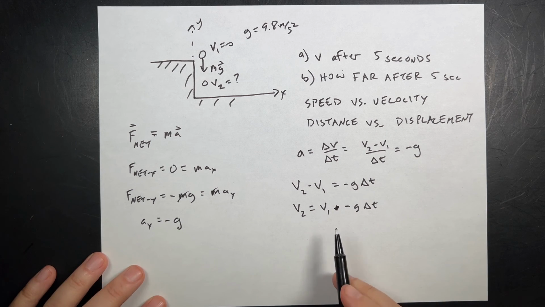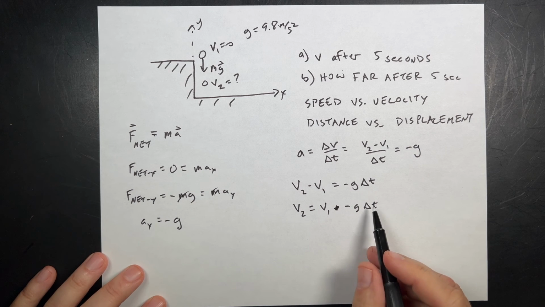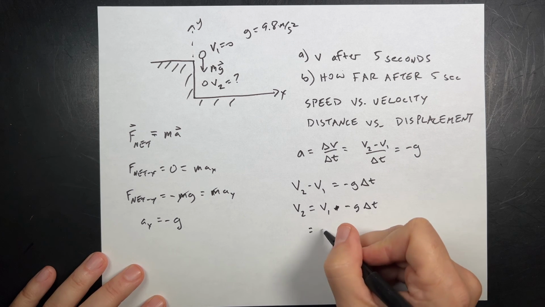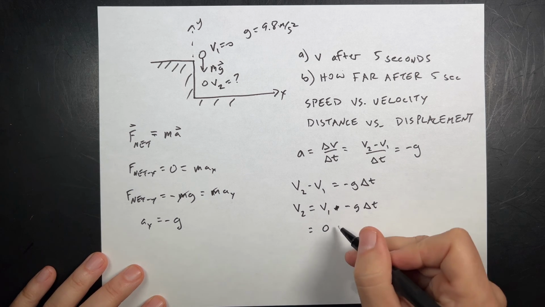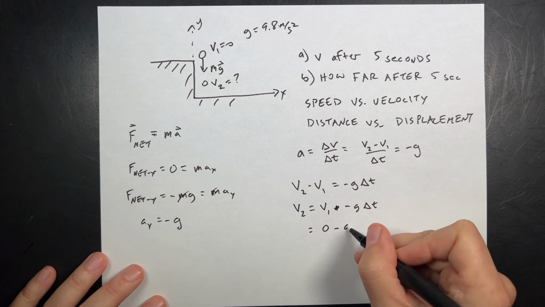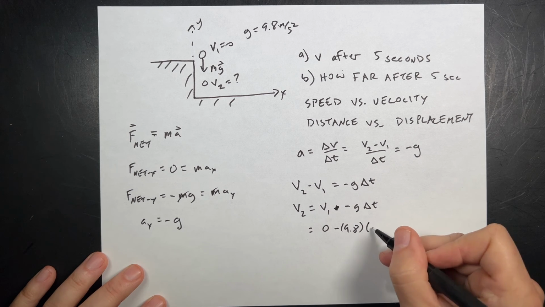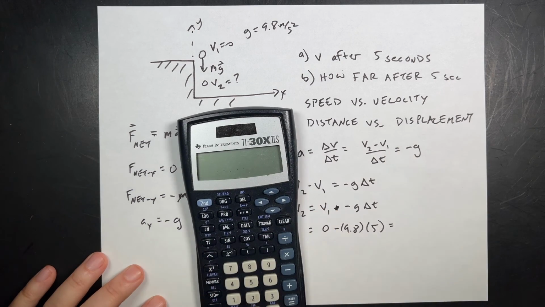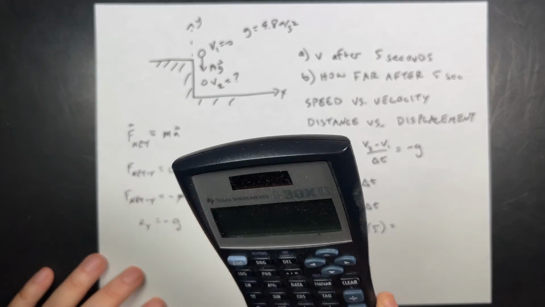Now I can plug in my stuff. I know the time interval is 5 seconds, I know g is 9.8, and I know v1 is 0. So I get 0 minus 9.8 times 5. I'm going to leave off the units for now, just to make it clear. Notice this is 9.8 meters per second squared times 5 seconds, which does give me meters per second. Let's take out our calculator. I'm going to leave off the negative and say 9.8 times 5 equals, and you can see that's 49.